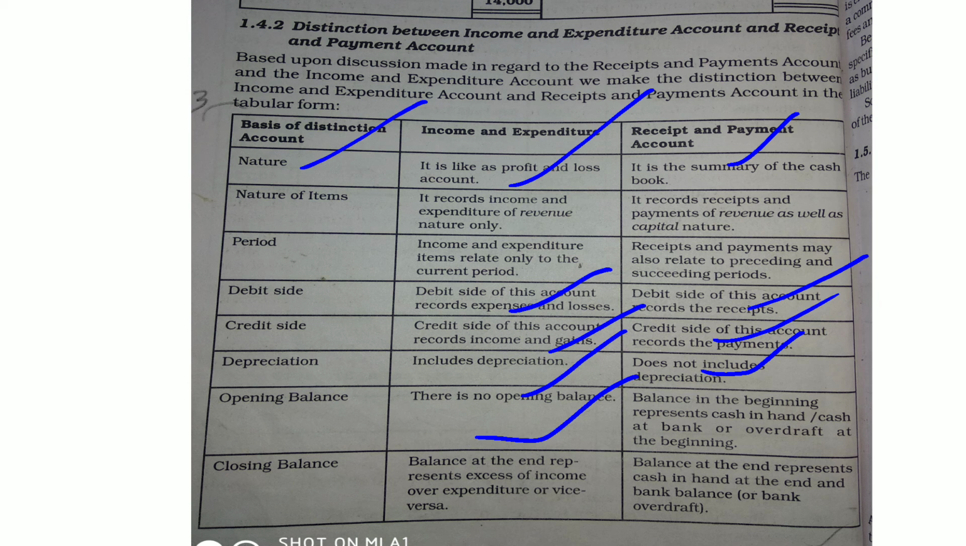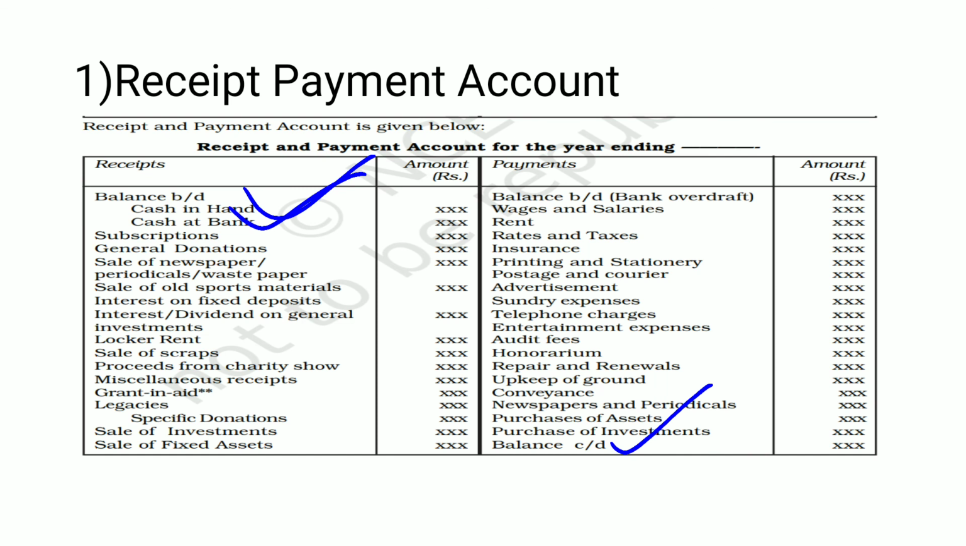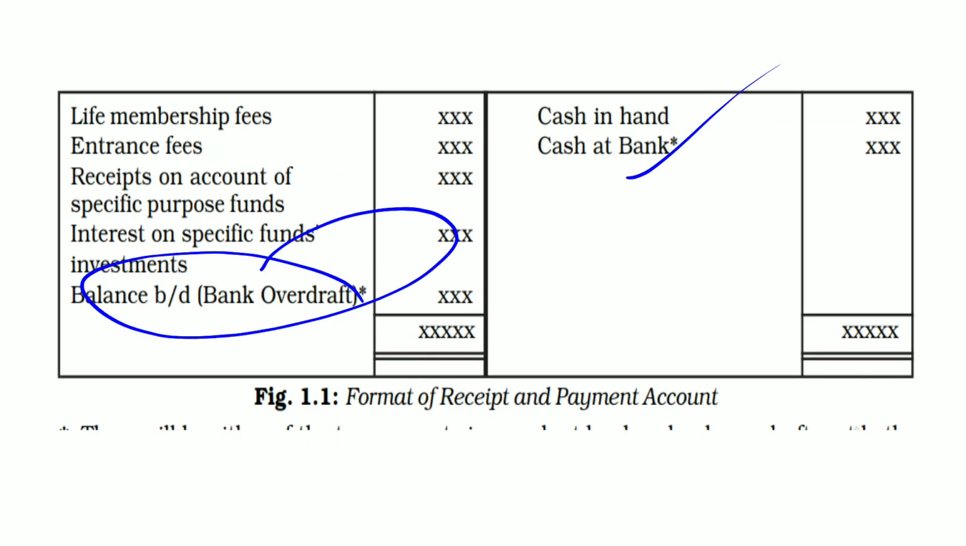But in the receipt and payment account, the beginning represents cash in hand, and at the end there will be a closing balance. And there may be a bank overdraft. See, in the receipt and payment account, if, while opening, a credit side balance brought down is there, that is a bank overdraft. And at the end, at closing, if a balance brought down is recorded on the debit side, that is a bank overdraft.